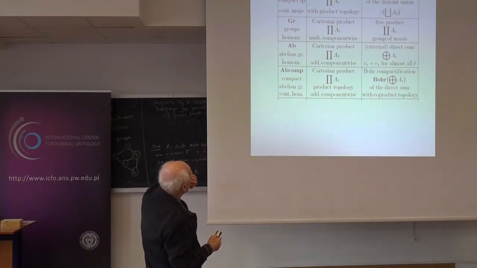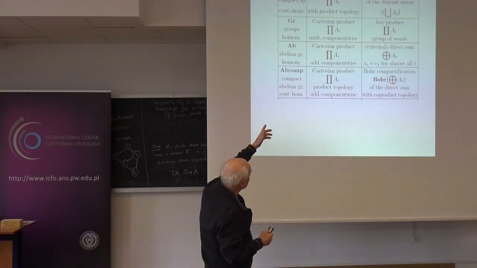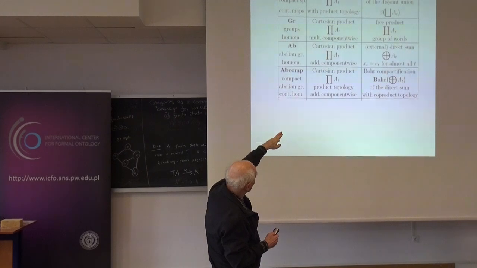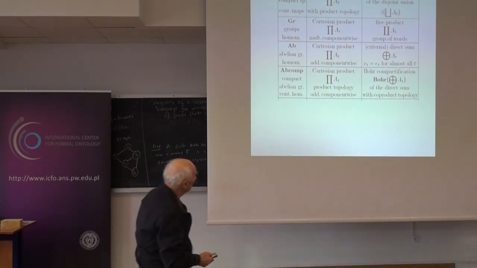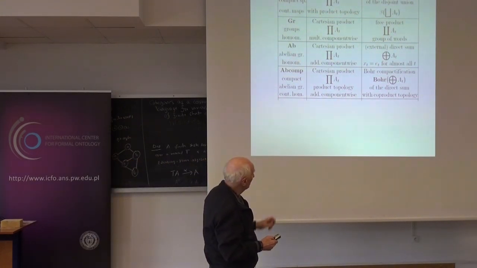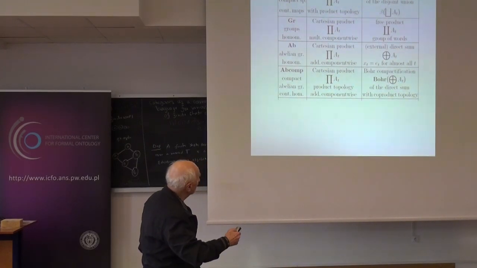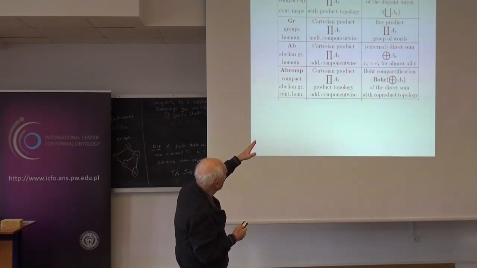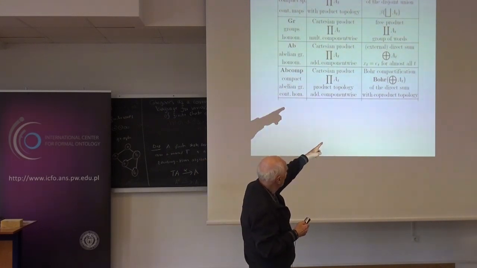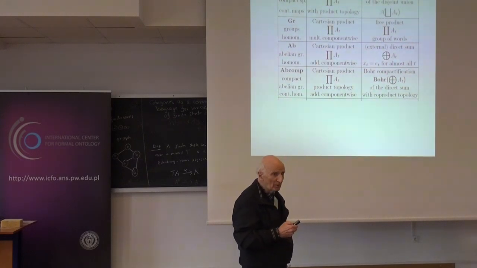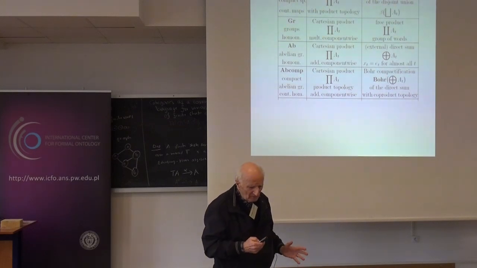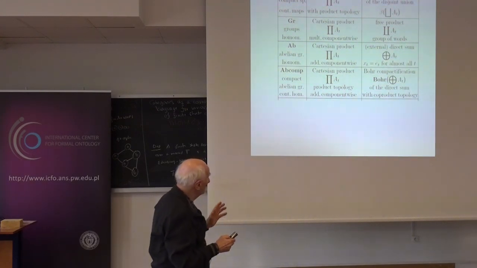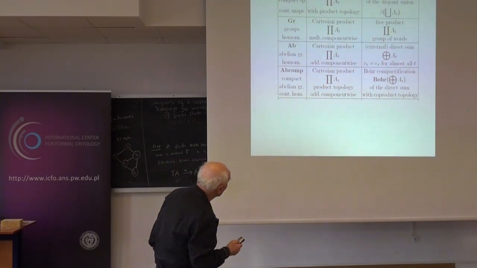And then groups. Cartesian product again, and free product of groups. Abelian groups, Cartesian product again, and direct sum. That means a subgroup of the Cartesian product, which has all but a finite number of coordinates equal to the unit of the group. And compact Abelian groups, again the same, and in case of infinite sum, you take the Bohr compactification. Bohr compactification is a reflector from topological, let's say Abelian topological groups to compact groups, akin to Stone-Čech compactification.